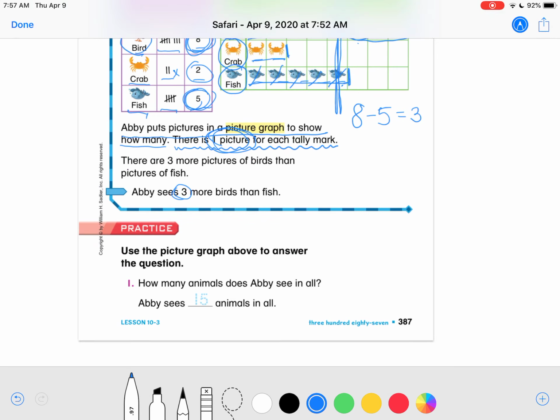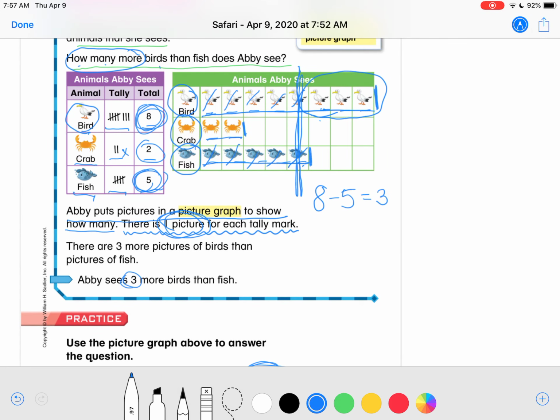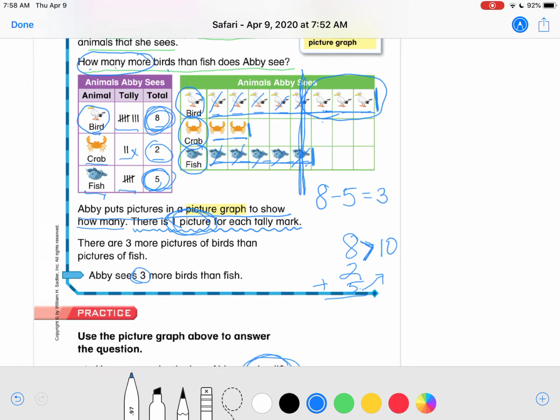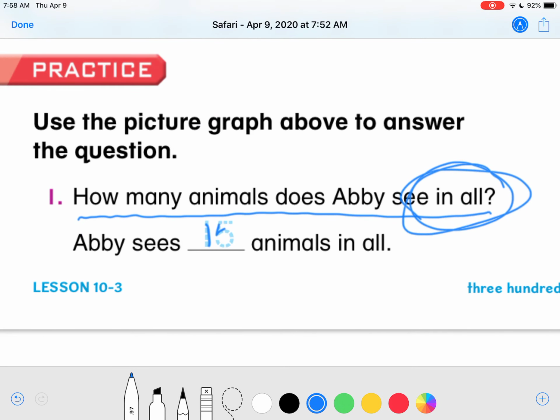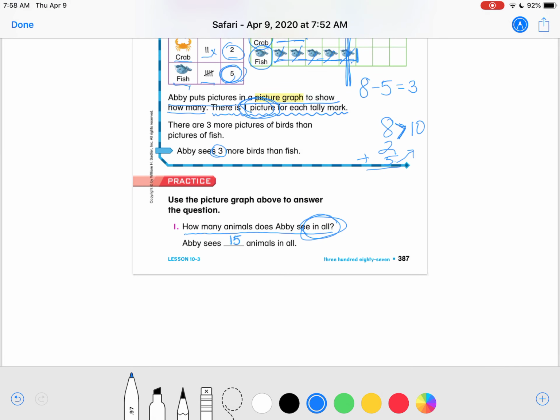Number 1 at the bottom says, use the picture graph above to answer the question. How many animals does Abby see in all? I want you to circle in all. In all means add everything together. So this time I'll take my numbers and I'm going to say 8 plus 2 plus 5. I know that 8 plus 2 is 10. So I'm thinking in my head, oh, this is 10. Plus 5 more. 10 plus 5 is 15. So that's how we got 15. Go ahead and trace that now. And we're going to turn to the next page.